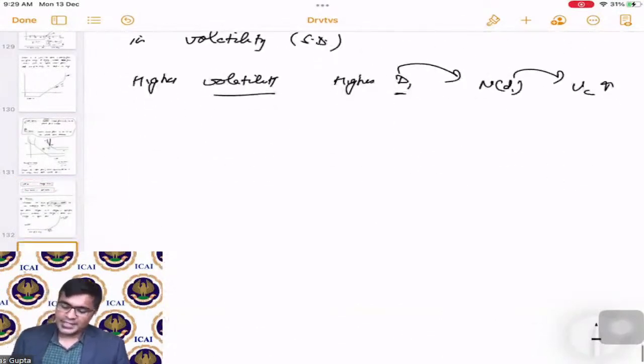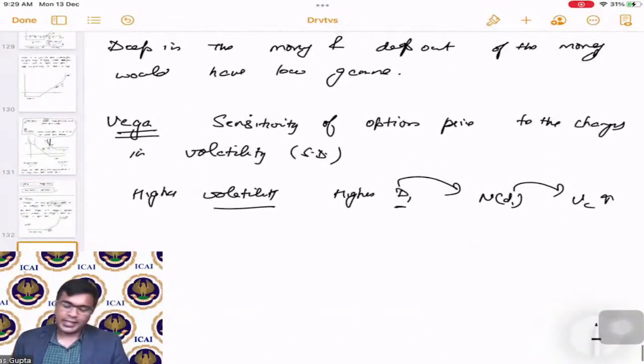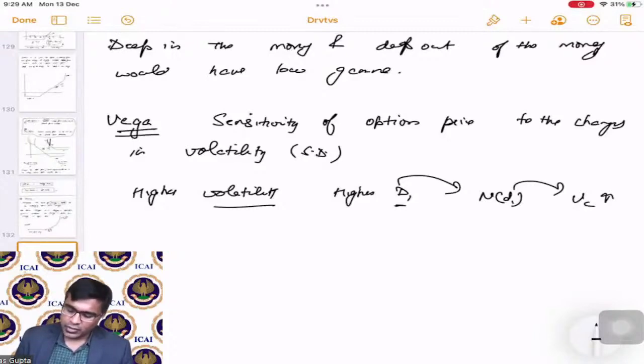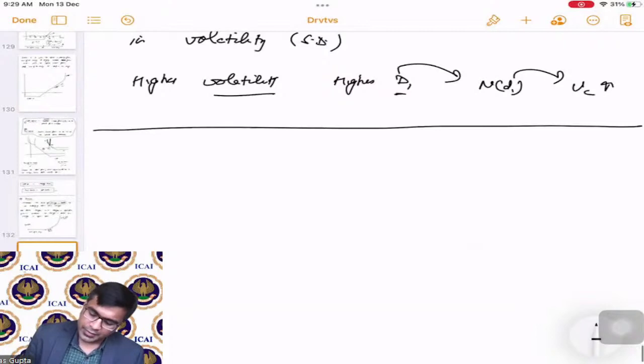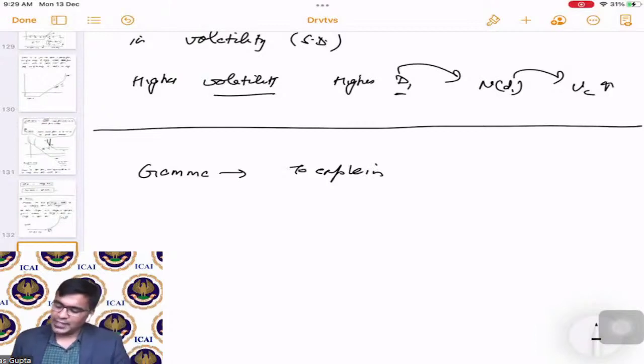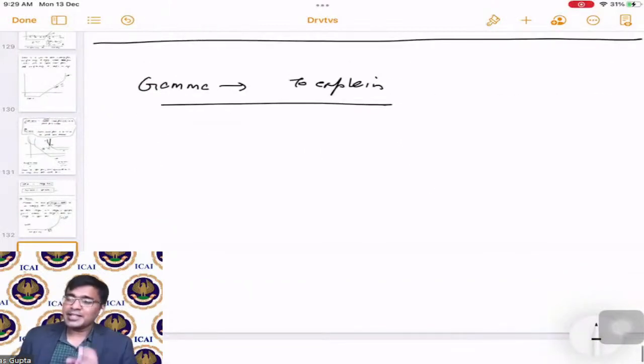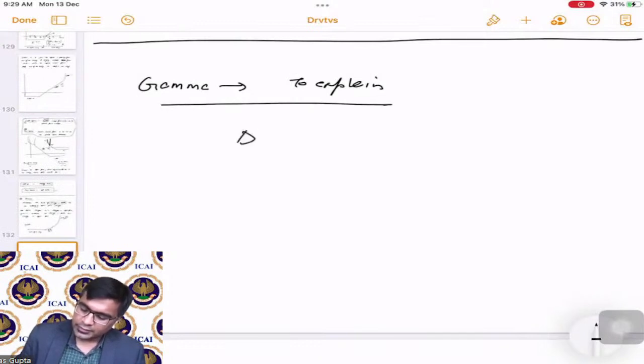So what is gamma first of all? Okay, so we have completed Vega. That's all about Vega. I'm now coming back to gamma just to explain. This is gamma. Now, as we have seen, what is gamma? Gamma is the change in delta divided by change in spot price.